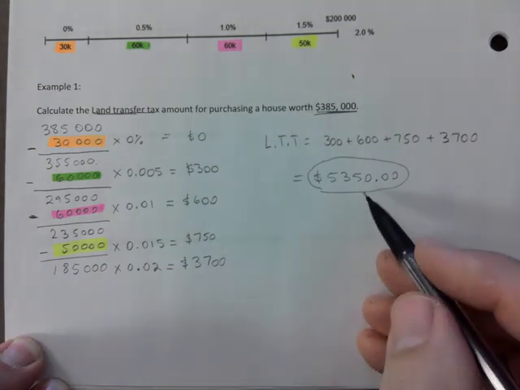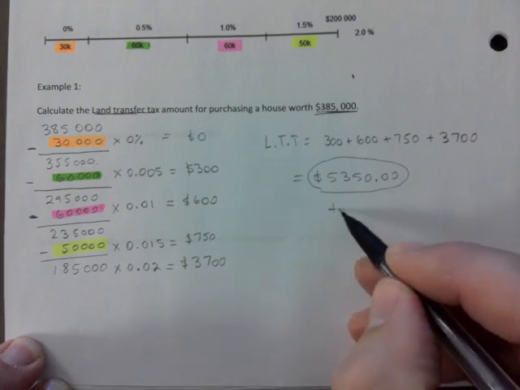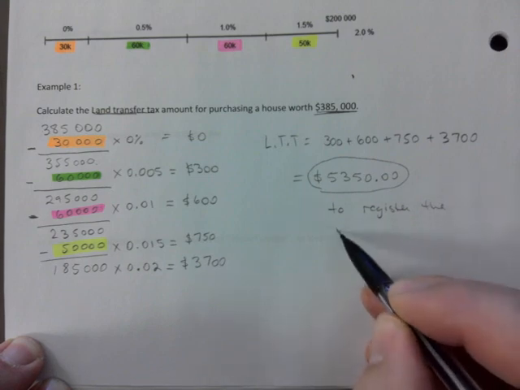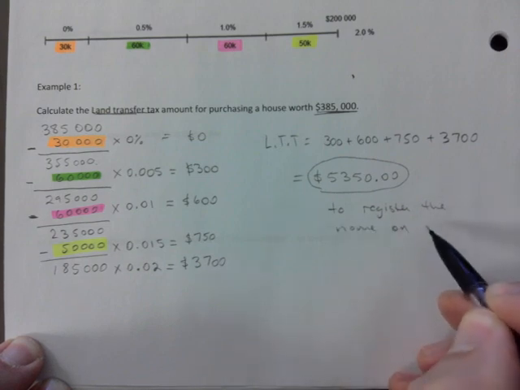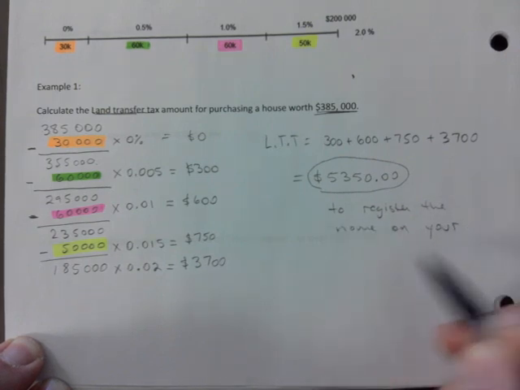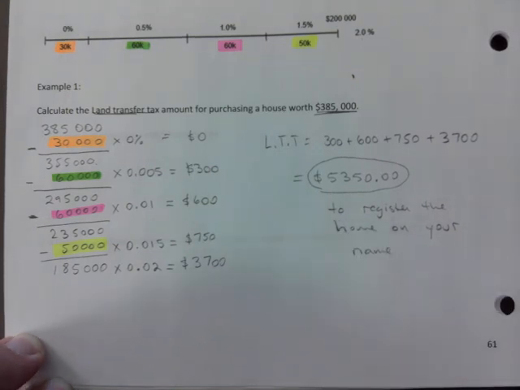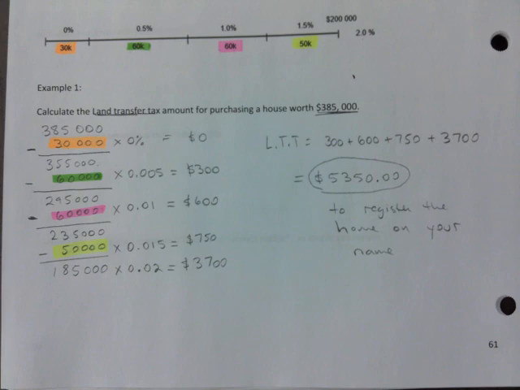And so to register the home on your name, or whoever bought the house, like if it's you and your partner, or if 3 people got together to buy a home, this is what you would pay to transfer the title so that those names show up on the new title.